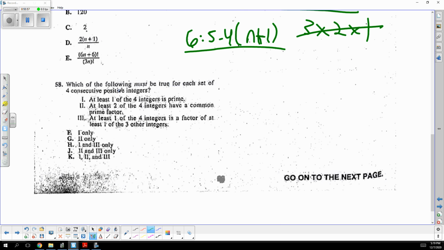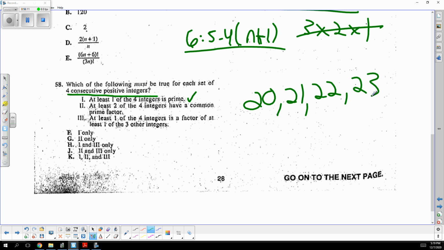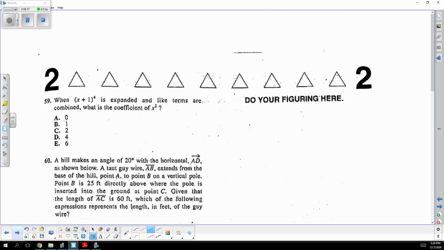Which must be true for each set of 4 consecutive? No way. Because if they're consecutive, they got to have 2 in it, huh? No way. At least 2 have a common factor, yes. Because at least 2 of them have to be even. And at least one of the 4 is a factor of the other? Come on. No way are these factors of each other. So the answer is G. It's statement 2 only because they're even.